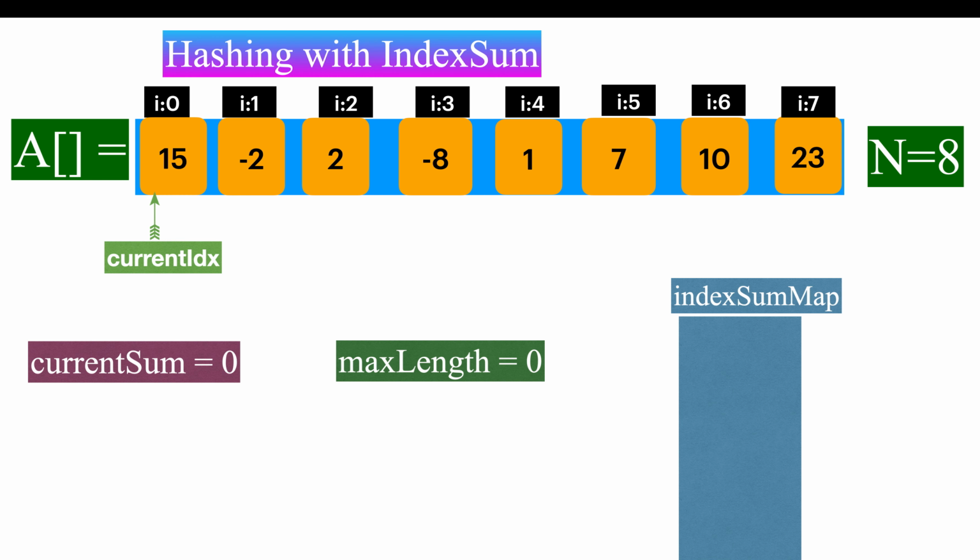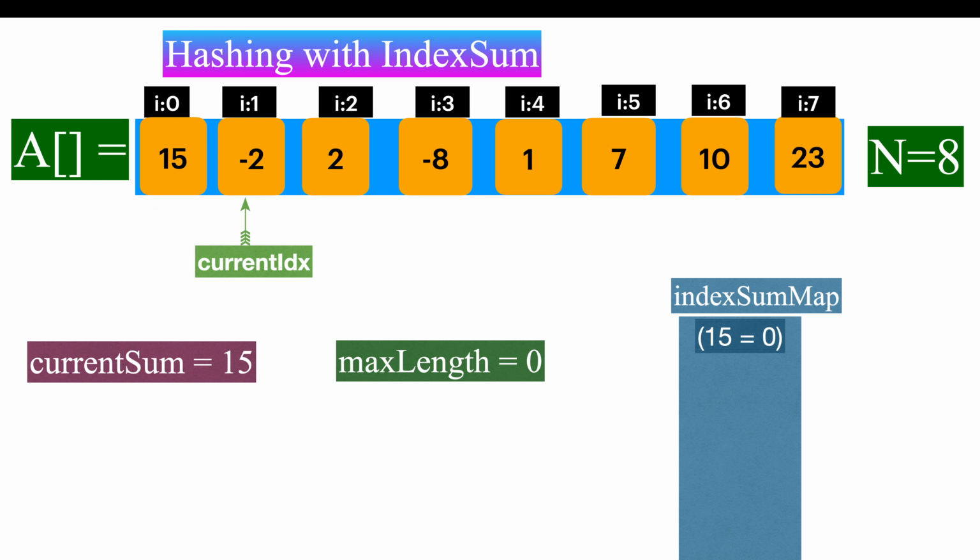At index 0 we have 15 added to the current sum. Now current sum is 15. As 15 is not present in the map, add 15 with index 0. Let's move on to the next index. We have value minus 2. Add to the current sum, it becomes 13. As 13 is not present in the index map, add 13 with index 1.